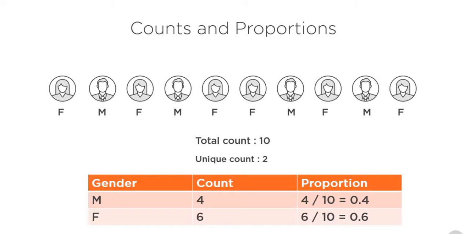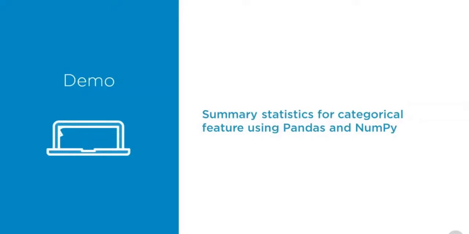So let's see how we can come up with such summary statistics using pandas in the next clip. In this clip, we will use pandas and numpy to get summary statistics for categorical features.